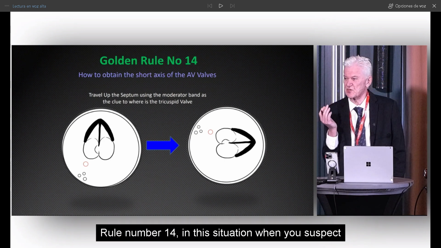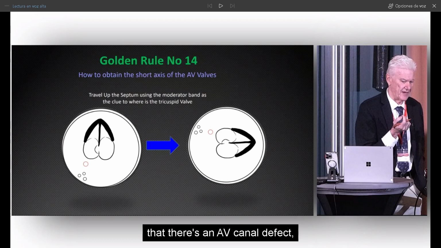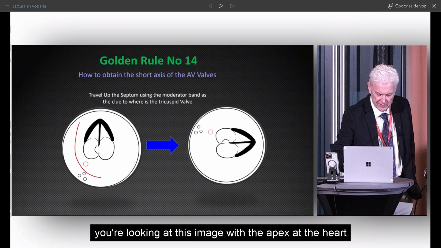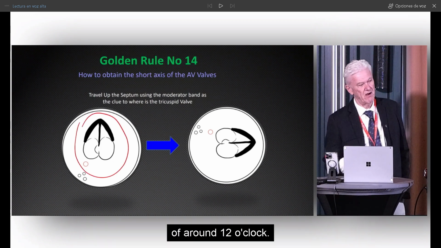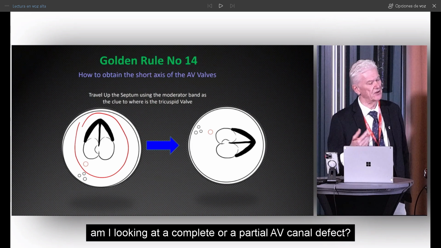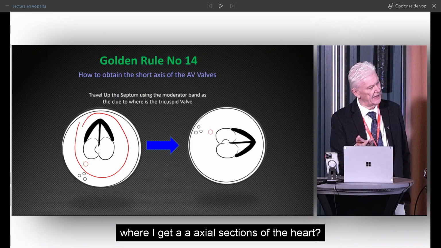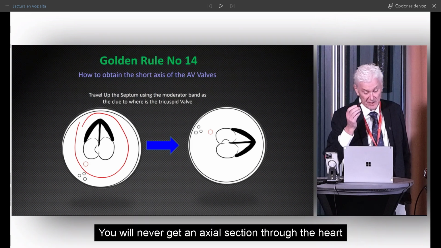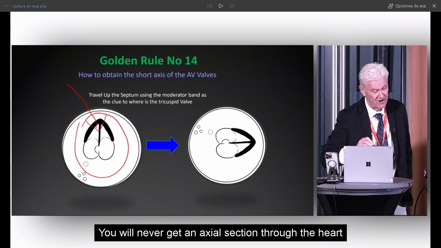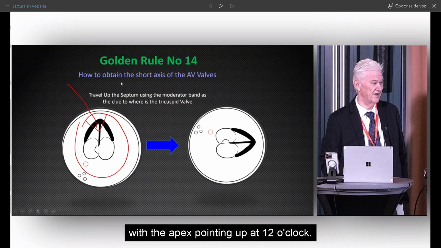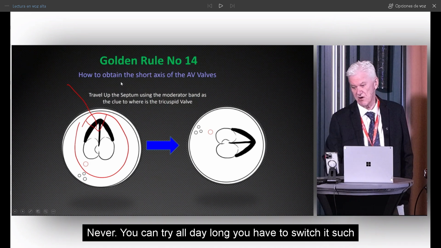Rule number 14. In this situation, when you suspect that there's an AV canal defect, you're looking at this image with the apex of the heart up around 12 o'clock. Now you want to try and assess, okay, am I looking at a complete or a partial AV canal defect? You say, well, how am I going to get to that point where I get an axial section of the heart? You will never get an axial section through the heart with the apex pointing up at 12 o'clock. Never. You can try all day long.